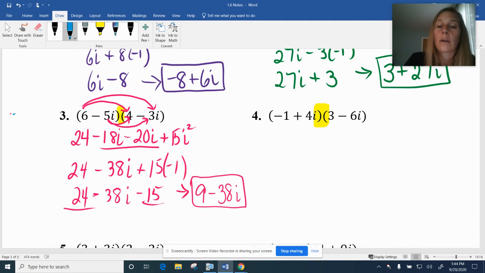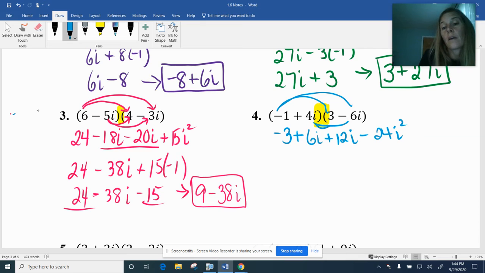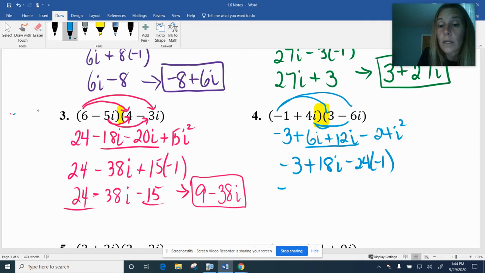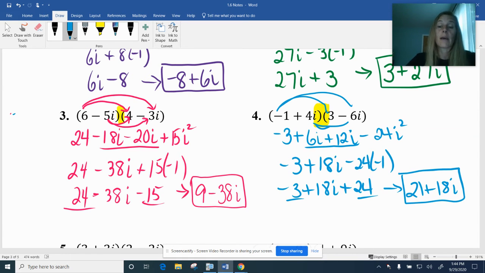Okay, let's take a look at number 4. Negative 1 times 3 is negative 3. Negative 1 times negative 6i is positive 6i, plus 12i, minus 24i squared. The middle two are both i's, so those are like terms that can be combined. So I get 18i in the middle, and then minus 24 times that negative 1 is going to make my 24 become positive. Now when I combine those like terms, I can get my final answer, which is 21 plus 18i. Again, it's in standard form with the real number coming first and the imaginary number coming second.